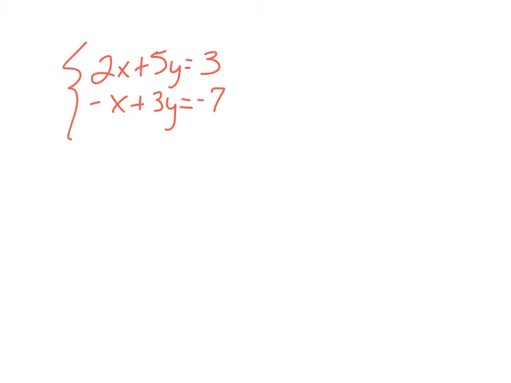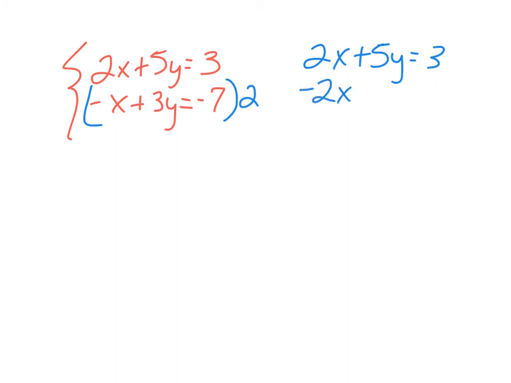So what I'm going to do is multiply my second equation in this case. I'm going to multiply it by 2, because that would make this a negative 2x, which would work nicely with that 2x. So I'm going to leave my first equation the same this time and multiply my second equation by 2. So that's going to be negative 2x plus 6y equals negative 14. And now I'm going to add those together.